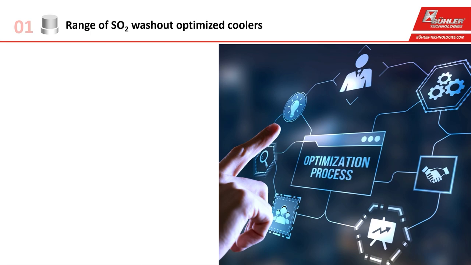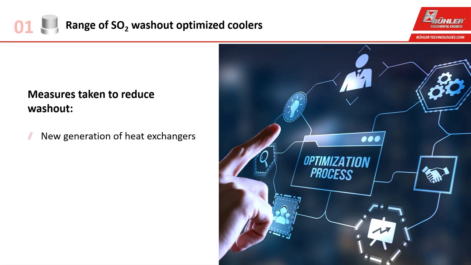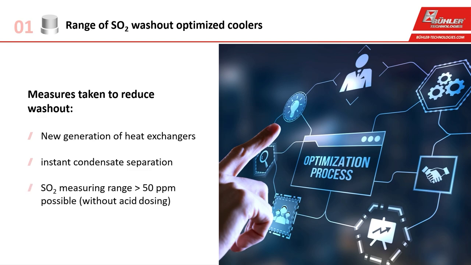So what have we done to optimize the washout effect? As already mentioned, through the two-stage cooling and the optimized heat exchangers, we achieve a better cooling profile for the sample gas and therefore a reduced washout. The surfaces repel H2O very well. The advantage is that fewer large droplets form, which attract the sample gas. The condensate is removed quickly to keep the interaction between the water-soluble components and the condensate low. We can say that without acid dosing, SO2 measuring ranges larger than 50 ppm can surely be achieved.